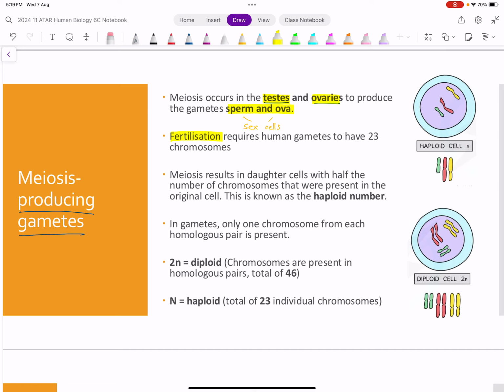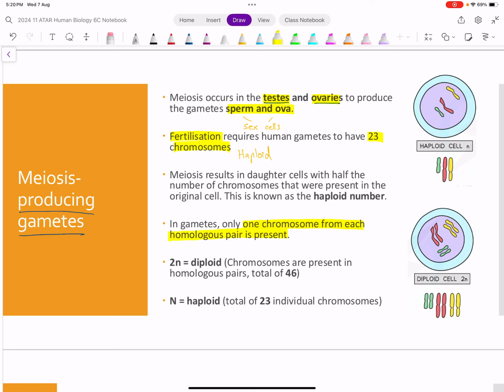Fertilization requires that each of our gametes has a total of 23 chromosomes, or what we could refer to as a haploid number. Meiosis as a process results in daughter cells with half that number of chromosomes, so our haploid number, and in these gametes, in our final daughter cell, only one chromosome from each of the original homologous pairs is present.